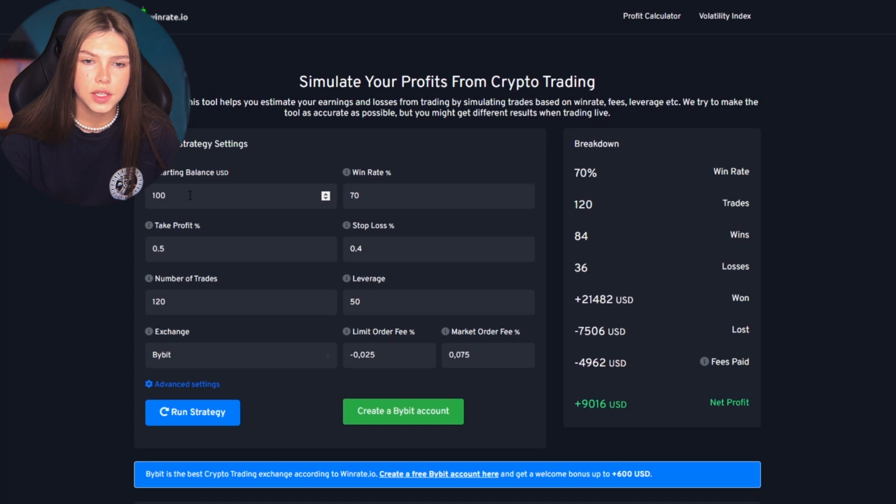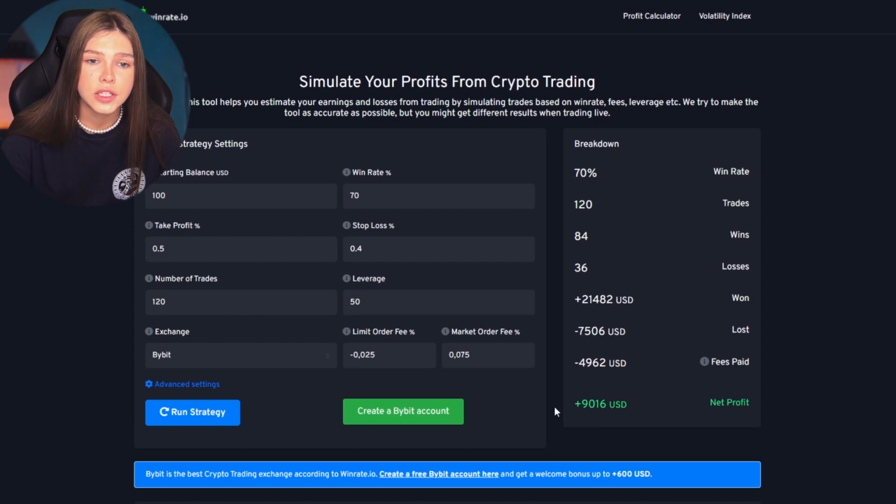The next step is knowing the potential and using the right leverage. As you can see in this profit calculator, if we start with $100 and we have a win rate at around 70% and taking profit at 0.5% and having a stop loss of 0.4%, and we make 120 trades in a month, that's an average 4 trades per day, and using a 50 times leverage, we can actually make over $23,000 per month with this strategy. And this only works with exactly 50 times leverage.